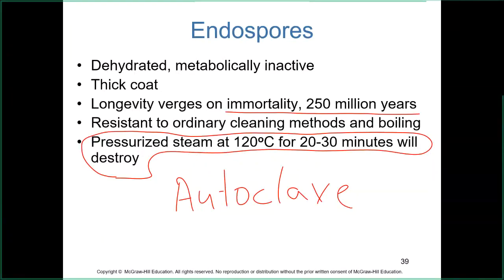And as I said, if you kill endospores, you can assume everything else is dead, and so that's how we achieve sterilization, right? If you've not autoclaved something or treated it with an effective sterilant, a chemical or radiation to kill everything, then we can't use the word sterile, right?